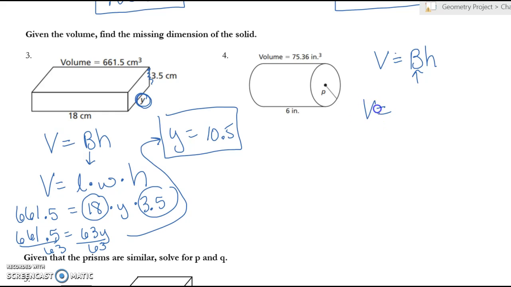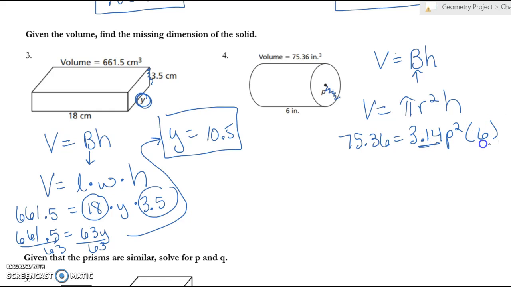Okay, so you should have said that the area of the base is pi r squared times height. My volume is 75.36. I keep pi. Actually, let's write 3.14. My radius, I don't know what that is. That's the P, so it's going to be P squared times height, which is 6. So I'm going to multiply those two things. So 3.14 times 6, that's 18.84. So 75.36 equals 18.84 P squared.